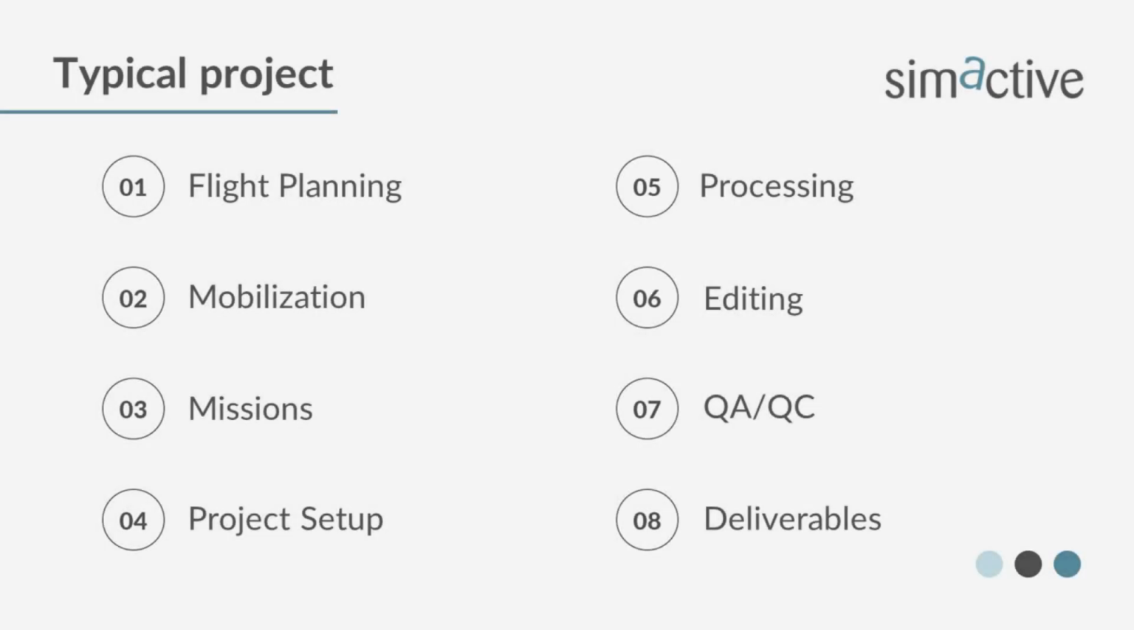So we should probably talk a little bit about cost variations as project size increases. In general, a typical project can be broken down into basically 8 steps: flight planning, mobilization, missions, project setup, then the processing itself, the editing, QA/QC, and then output to deliverables, so that you can take it into your preferred software and create those final products for your customer.